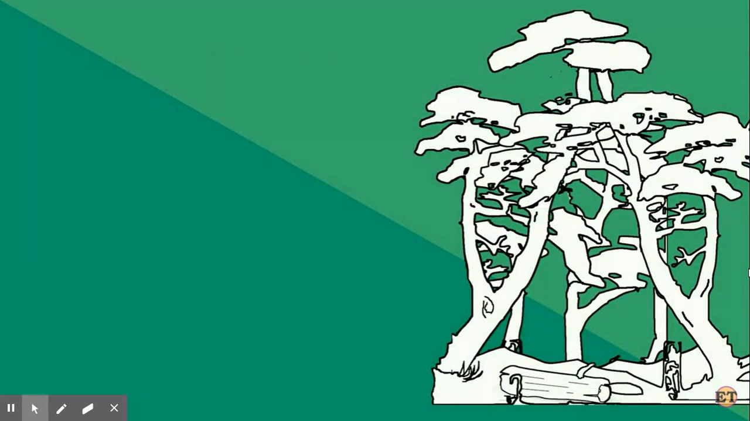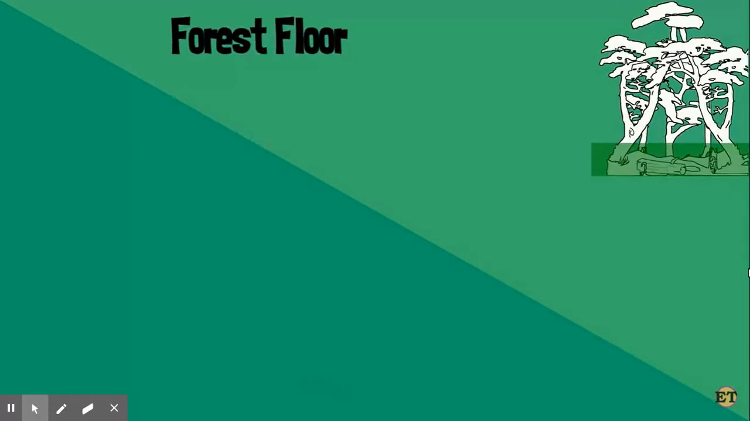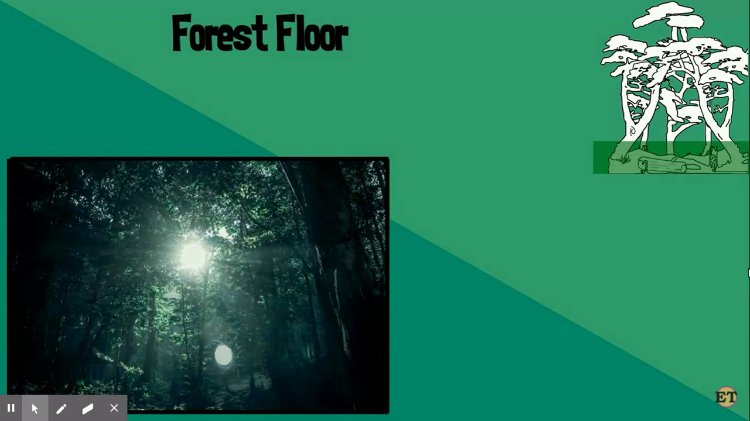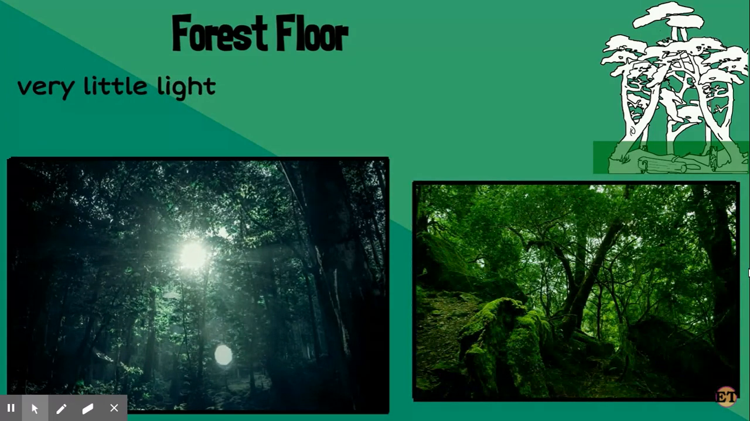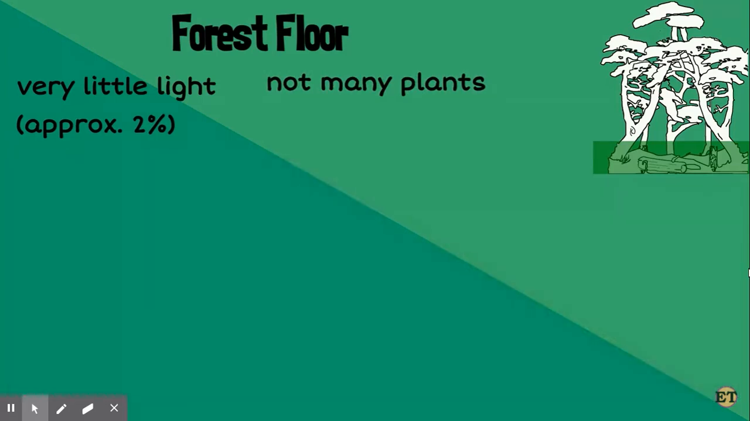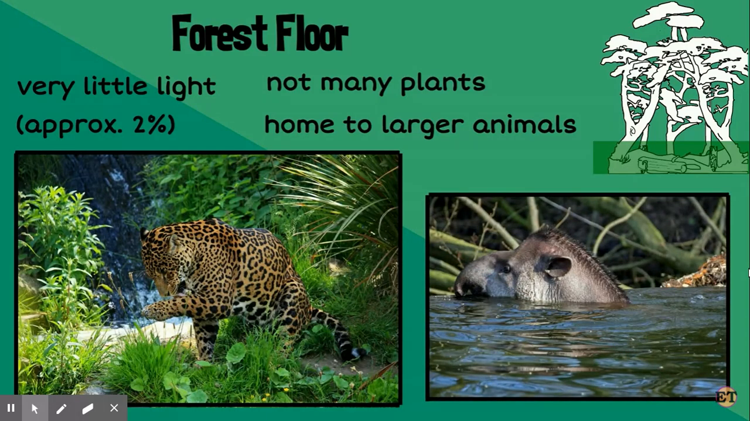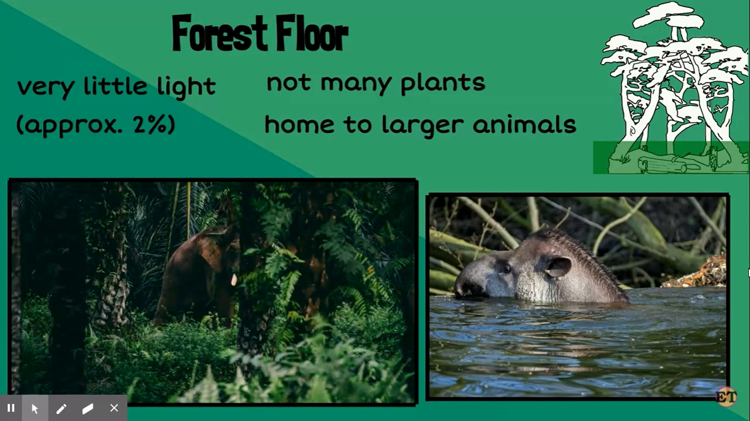The lowest layer is the forest floor. Because trees grow so close to one another, very little sunlight reaches the forest floor. It is estimated that only about 2% of the sunlight reaches this layer. For this reason, not many plants grow in this dark place. The forest floor is home to many of the larger rainforest animals. Depending on the rainforest, this could include jaguars, gorillas, tapirs, leopards, tigers, or elephants.